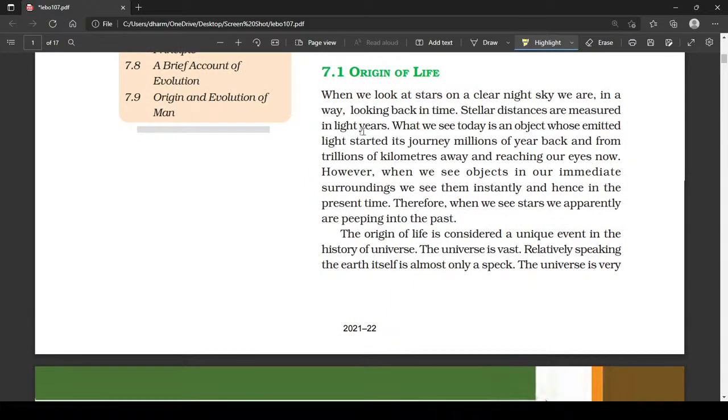Origin of life. When we look at stars on a clear sky, we are, in a way, looking back in time. Stellar distances are measured in light years. What we see today is an object whose emitted light started its journey millions of years back, from trillions of kilometers away, and is reaching our eye now. However, when we see objects in our immediate surroundings, we see them instantly and hence in the present time. Therefore, stars are apparently peeping into the past.